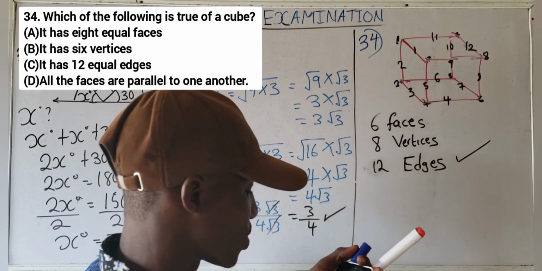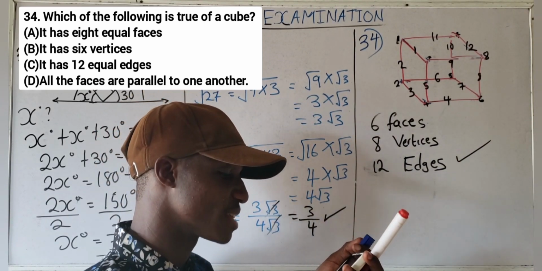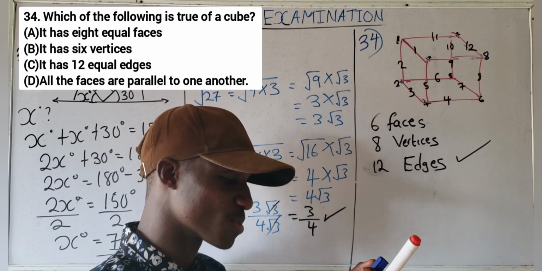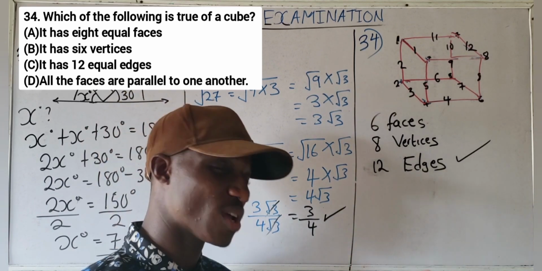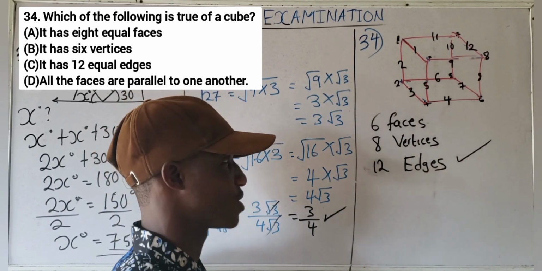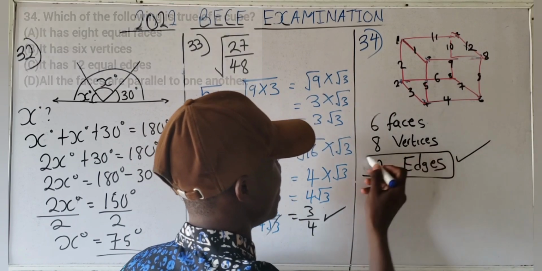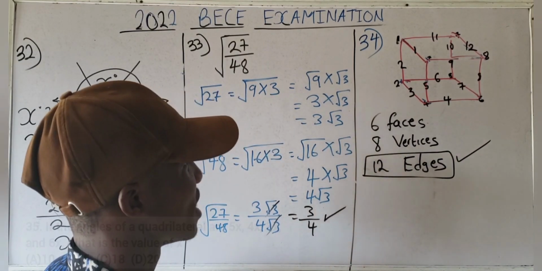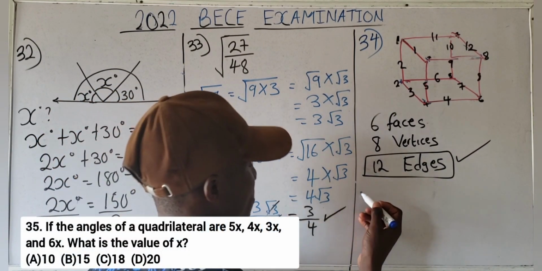Now for the third option, which is all the faces, and for the fourth option, option D, all the faces are parallel to one another. That's incorrect. The correct option is this: a cube has 12 equal edges. So that's the solution to question number 34.